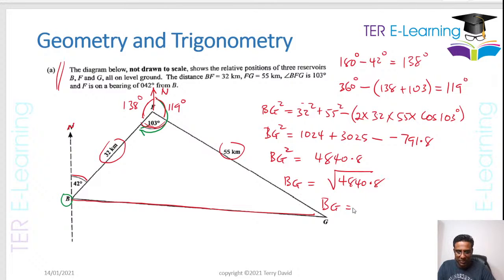So square root 4840.8. And what I'm going to get is 69.6 kilometers. So that's 69.6 kilometers, right? So that's my answer for BG.